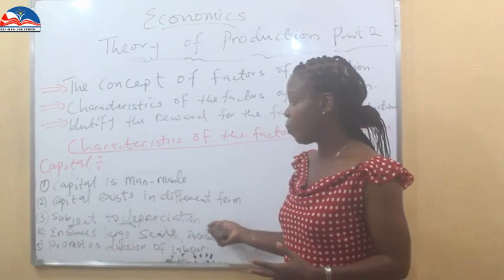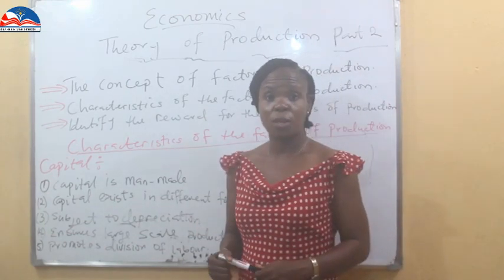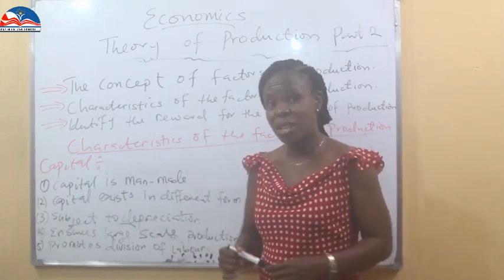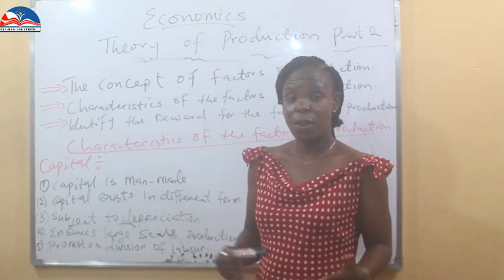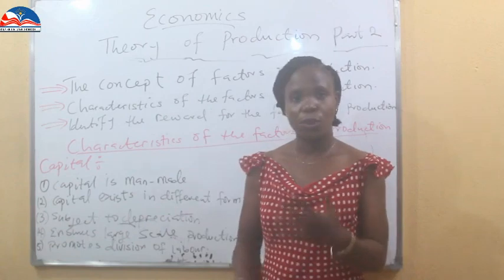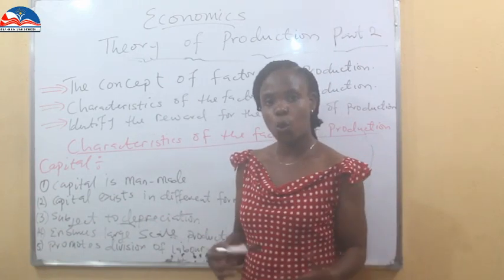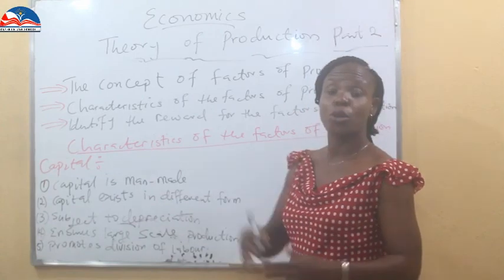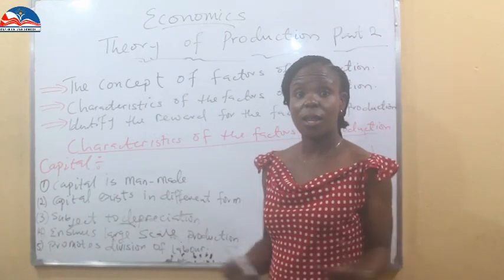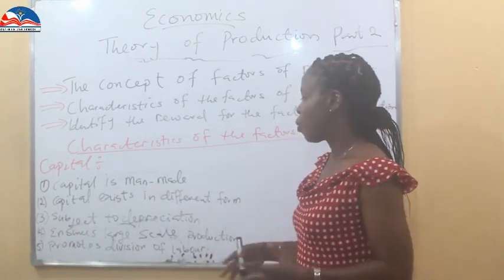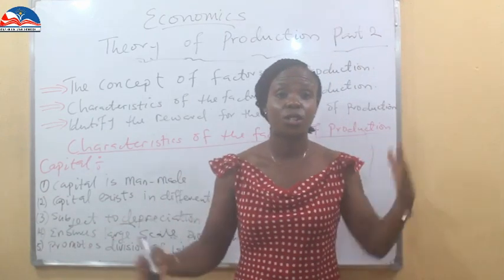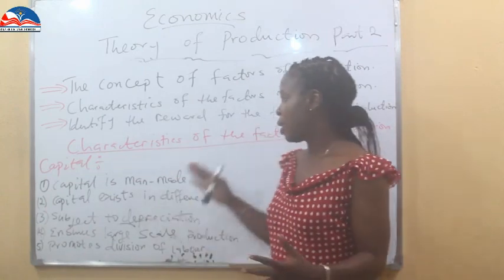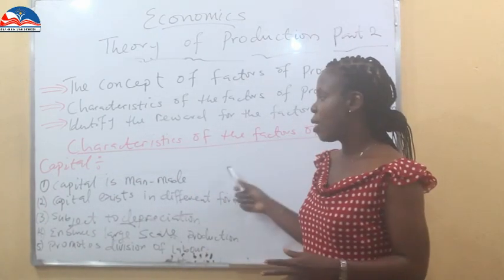But majorly, capital depreciates because the things you use it for depreciate. Even your money depreciates. If there's inflation, the value of money will not be as it is when you first held it, so it's subject to depreciation. Then it ensures large-scale production because machineries are involved. Large-scale production is encouraged. It promotes the division of labor. There are different sections that handle different production processes. That is the characteristics of capital.